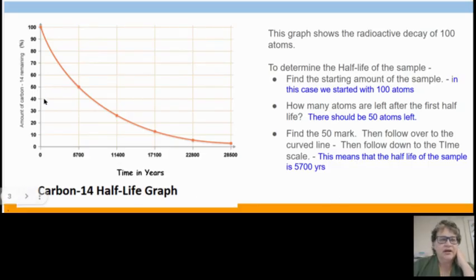If you wanted to find the second half-life, you're starting at 50. Half of 50 is 25. You follow that across to the curve, come down. The next one is 11,400. Okay. All right. So that's how you use a graph to find half-life.